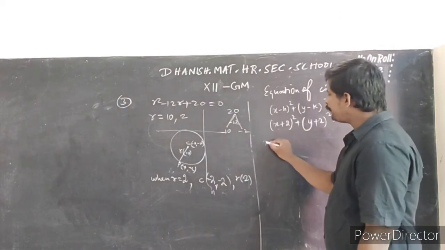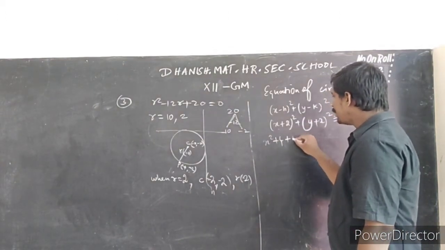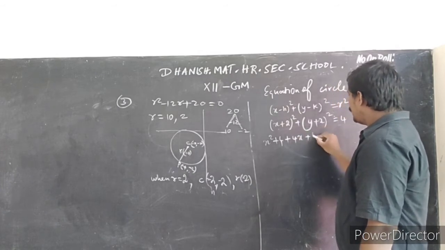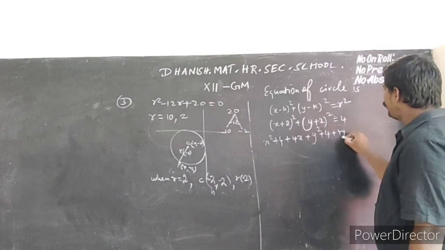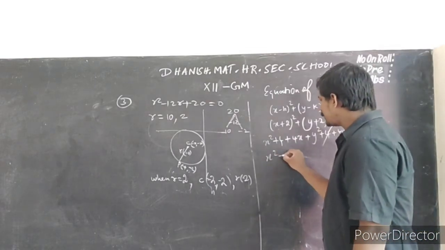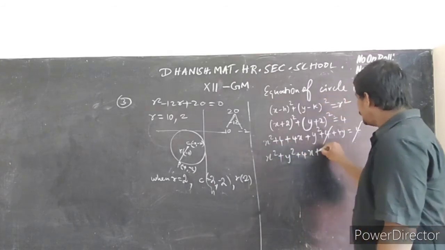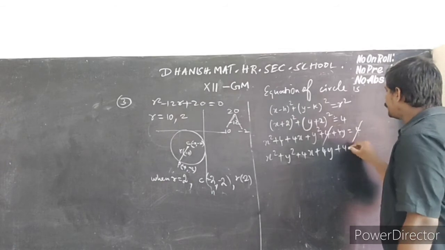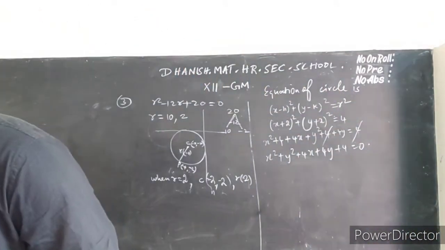Now use the (a plus b) whole square form: a square plus b square plus 2ab. So x square plus 4x plus 4 plus y square plus 4y plus 4 equal to 4. The 4s will get cancelled, so remaining x square plus y square plus 4x plus 4y plus 4 equal to 0 is the required equation.